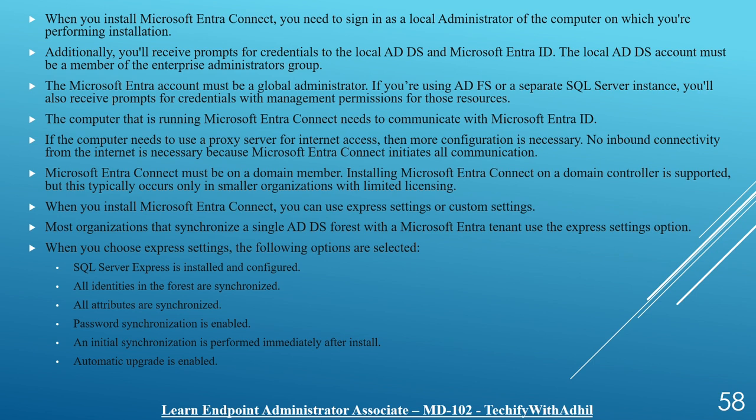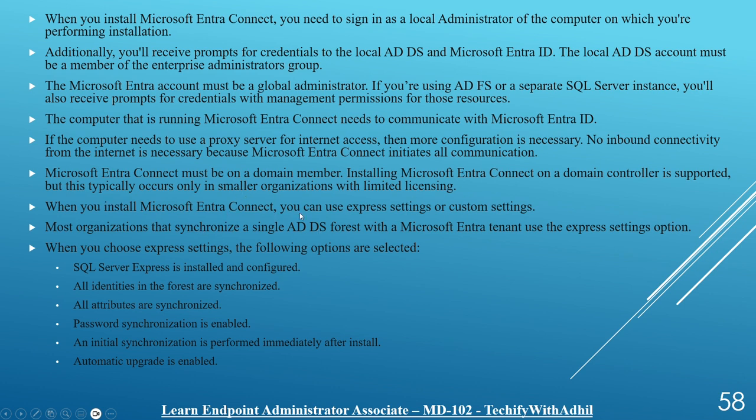The computer that is running Microsoft Entra Connect needs to communicate with Microsoft Entra ID. If the computer needs to use a proxy server for internet access, then more configuration is necessary. No inbound connectivity from the internet is necessary, because Microsoft Entra Connect initiates all the communication. So everything is outbound. Microsoft Entra Connect must be on a domain member. So meaning the local computer which you are installing on should be a domain member, and you will be using the local administrator's account to authenticate for the installation.